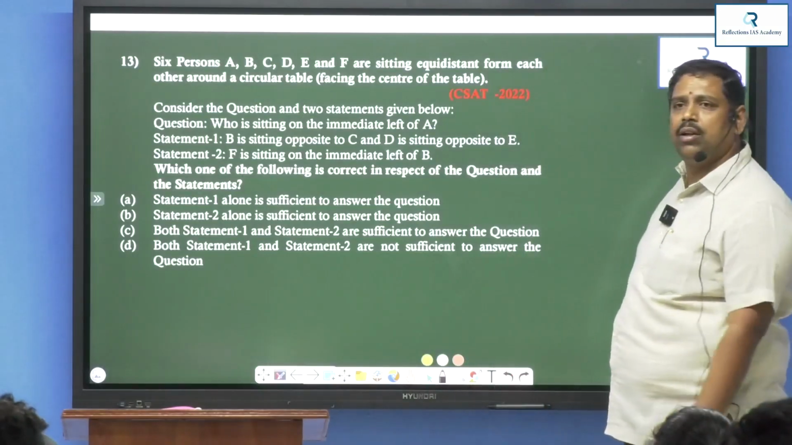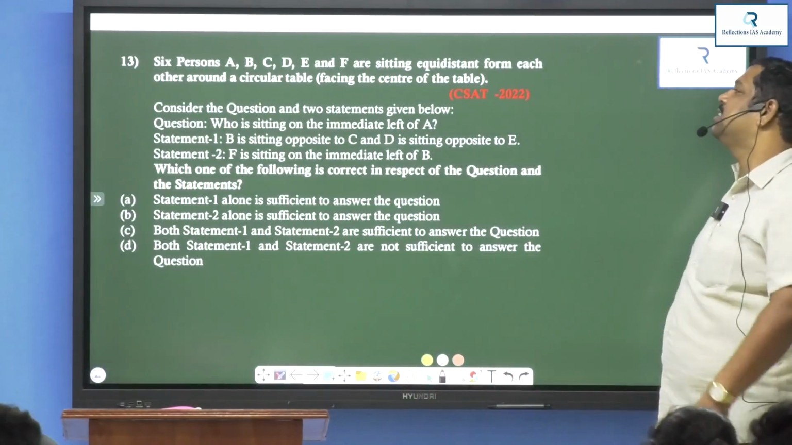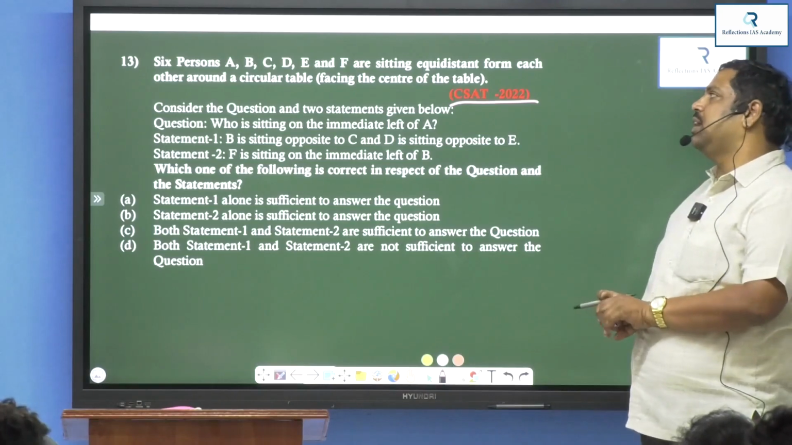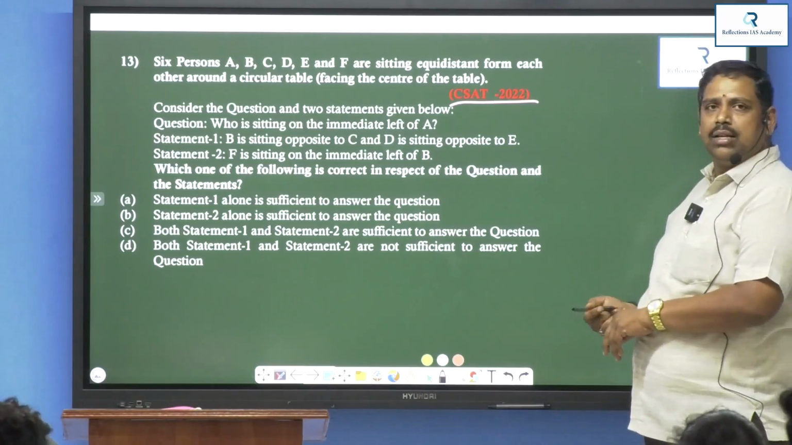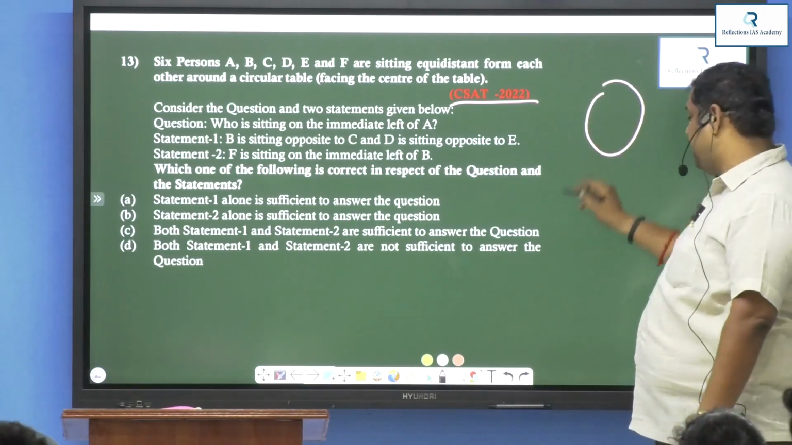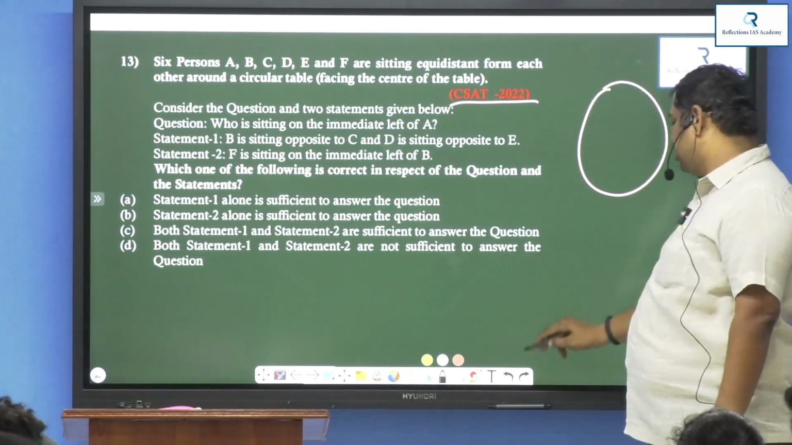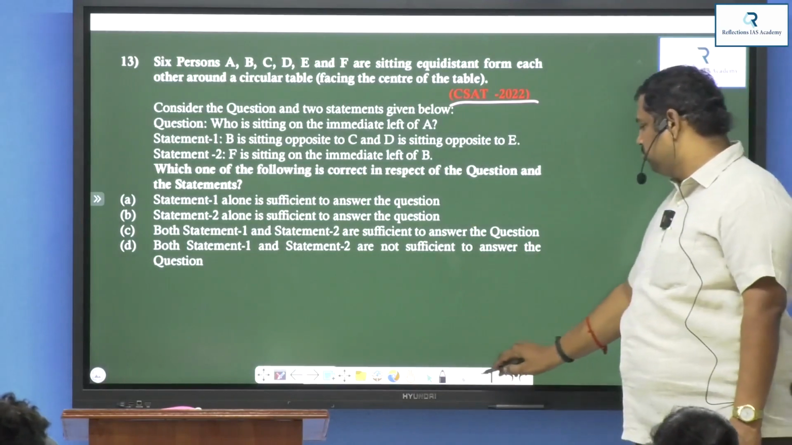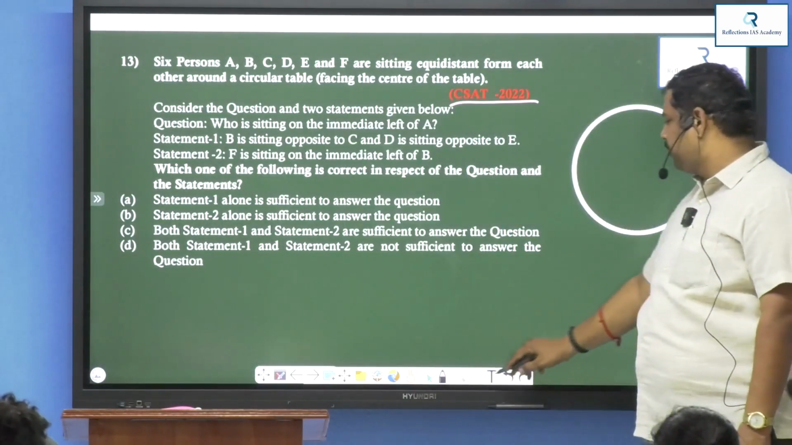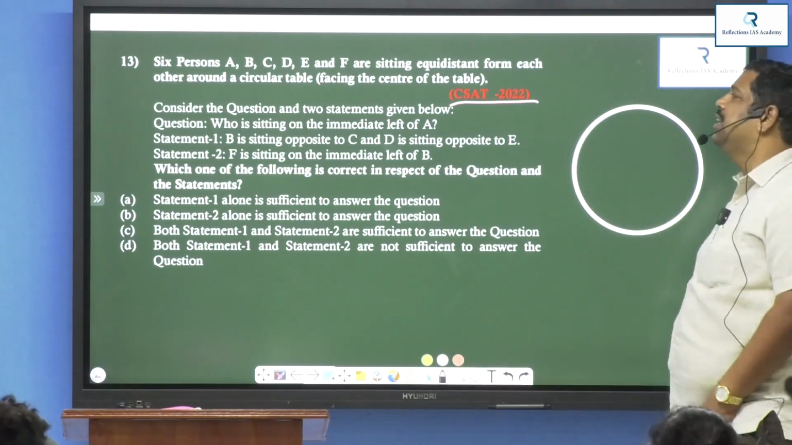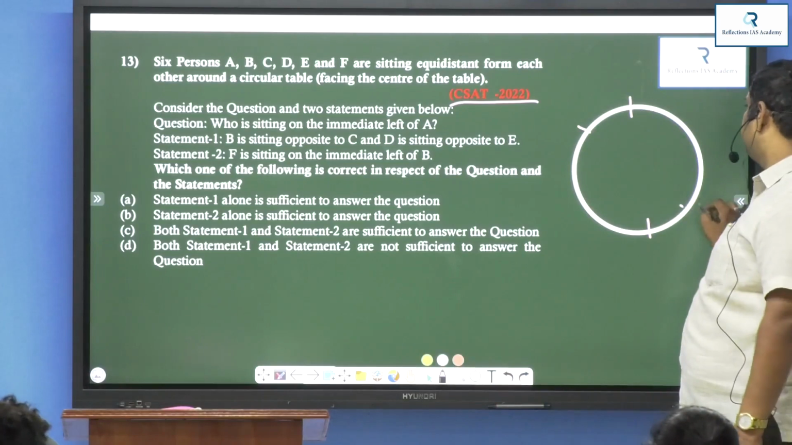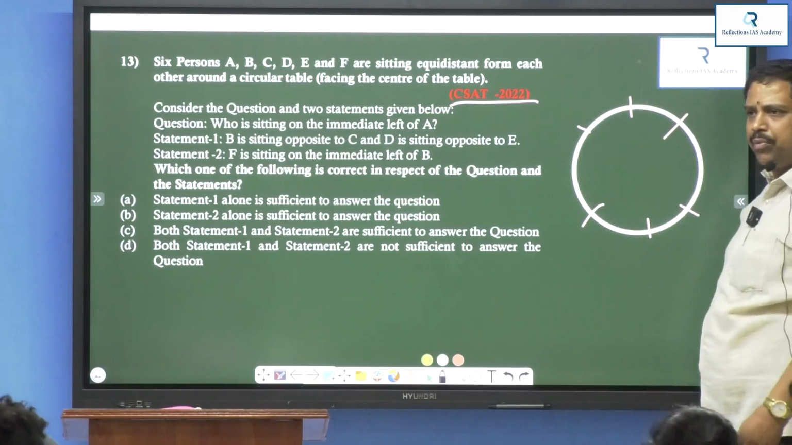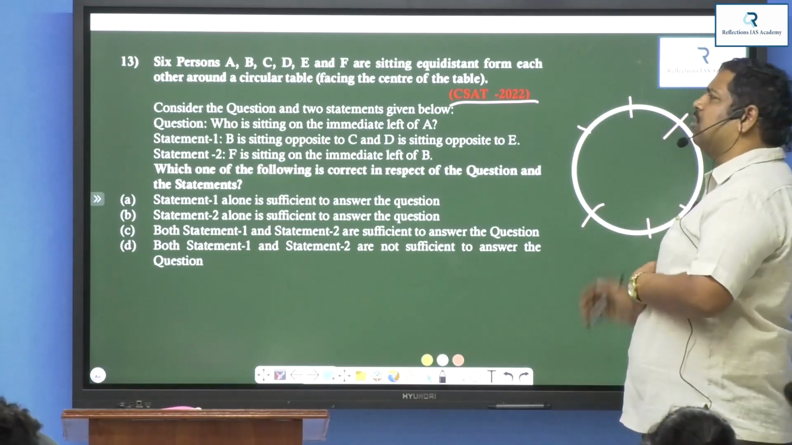Going very fast. Okay. So 6 persons, CSAT 2022 here. A, B, C, D, E and F are sitting equidistant from each other around a circular table facing the center of the table. 6 persons facing the center of the table. Okay, equidistant means, can I say that? I will draw. Equidistant means these two, these two, these two. Yes or no? That means these two are facing each other, opposite to each other.